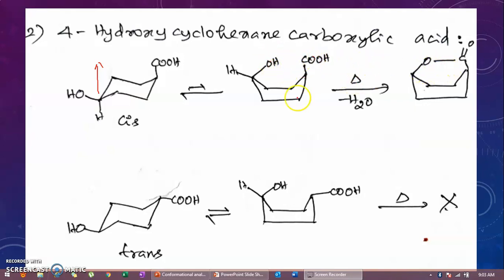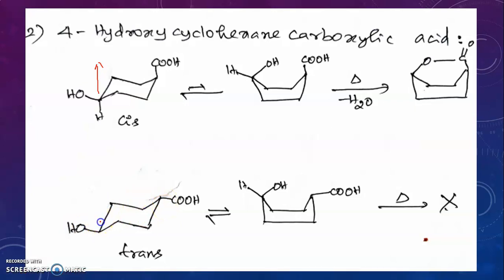Are you clear? Suppose we take the corresponding trans isomer. In the trans isomer, the two groups are in the equatorial position. This is the most stable conformation. In this conformation, the acid group and the OH group are far away, so they cannot form lactone, even if you convert the chair form into the boat form, right?